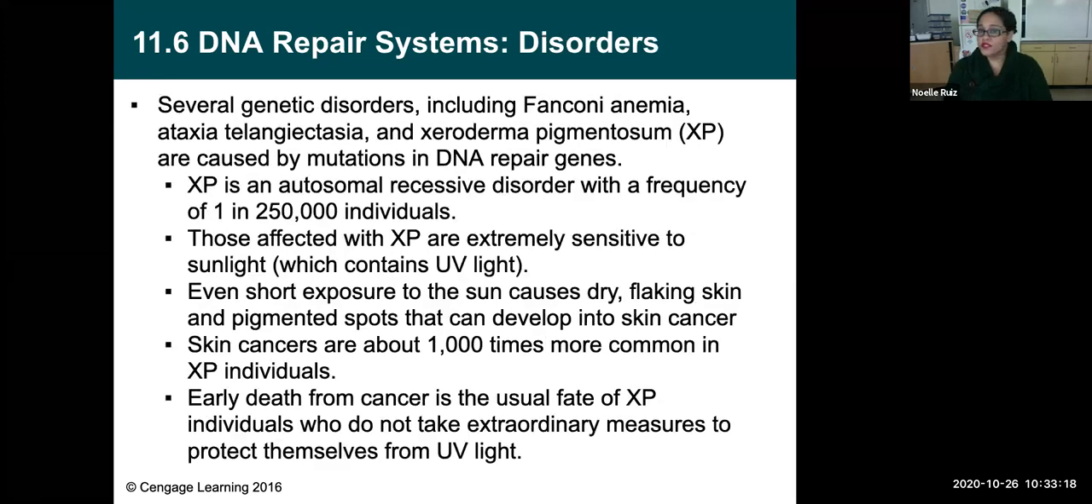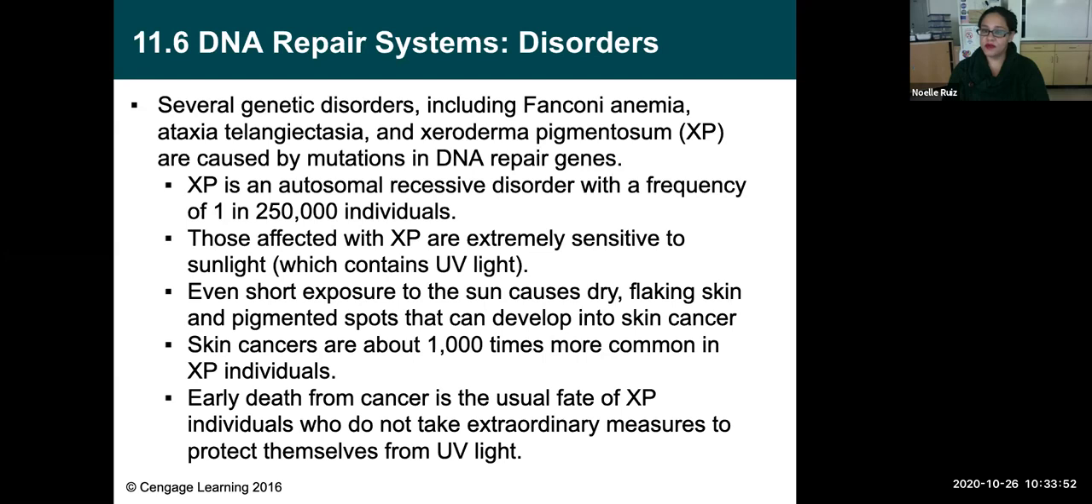Several genetic disorders, including Fanconi anemia, ataxia telangiectasia, and xeroderma pigmentosa, abbreviated XP, are caused by mutations in the DNA repair genes. These are when people's genes don't repair themselves after a mutation. XP is an autosomal recessive disorder with a frequency of 1 in 250,000 individuals. With 7 billion people on the planet, 1 in 250,000 is fairly common.